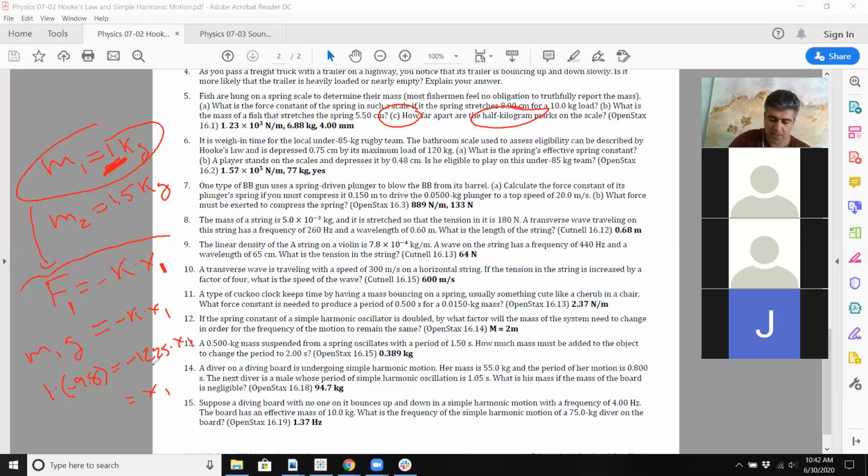If I do that, I should get this. Negative 9.8 divided by negative 1225, I get 0.008. Remember, this is in meters, mind you.